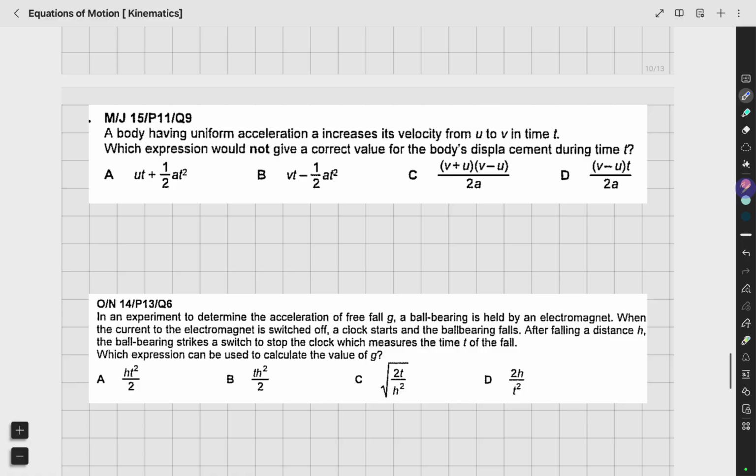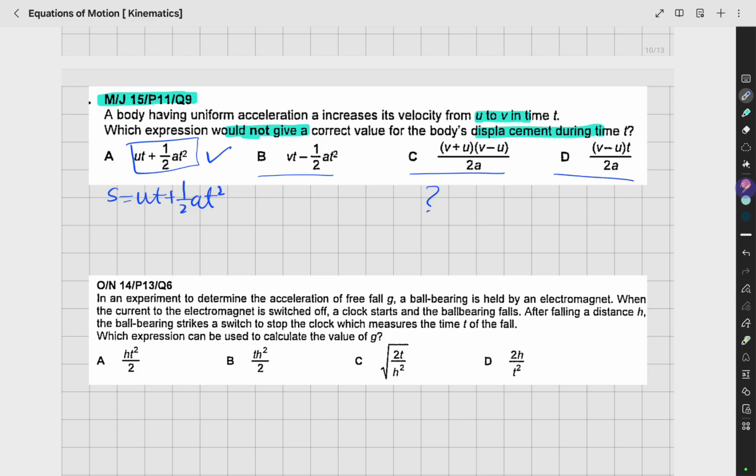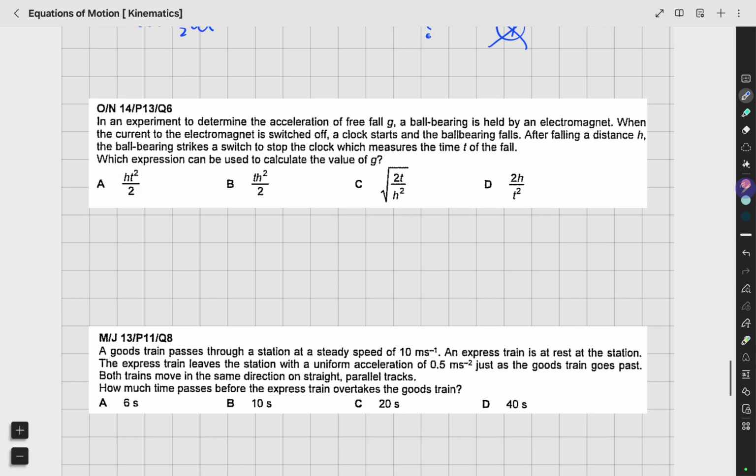Okay. This is the question that you will do yourself and you will post the answer. You can just write this and then you write the answer. A body having uniform acceleration a increases velocity from u to v in time t. Which expression would not give the correct value for its displacement? If you look at the first one, it is s is ut plus half at square. So this will give you the displacement. Similarly, you have to look at the other ones and find the one which doesn't give you the value of displacement. You have to write the answer.